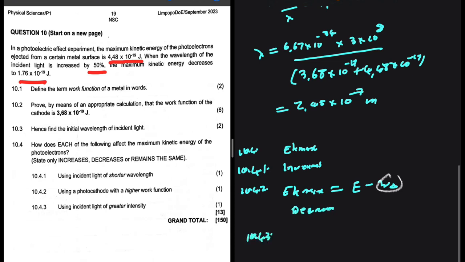10.4.3, using incident light of a greater intensity. The intensity just increases the number of photons being sent to the cathode. It doesn't affect the frequency whatsoever. So the answer to 10.4.3 is remains the same.